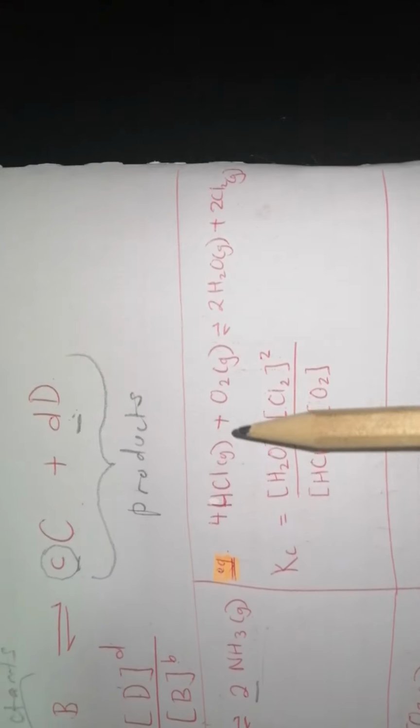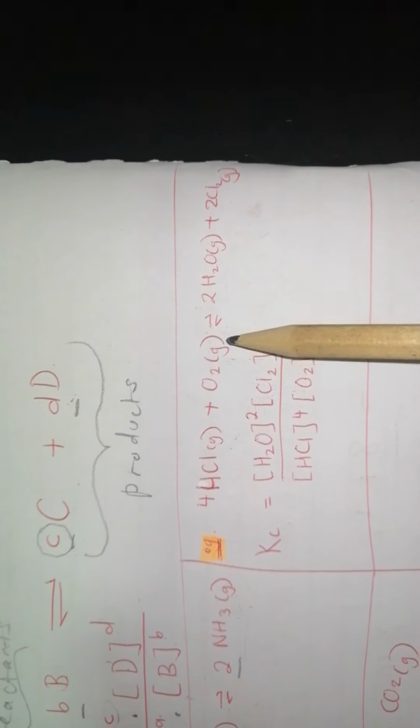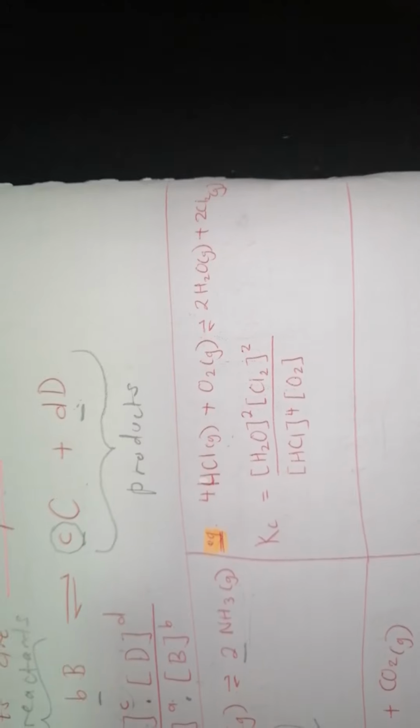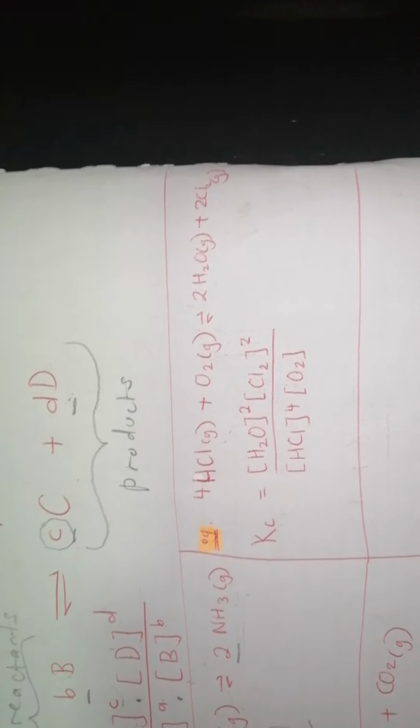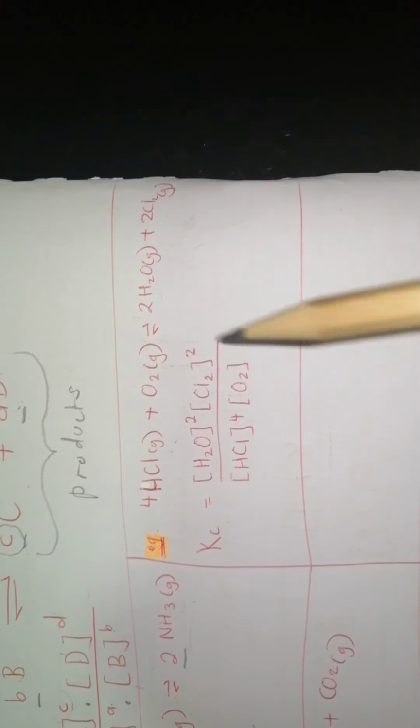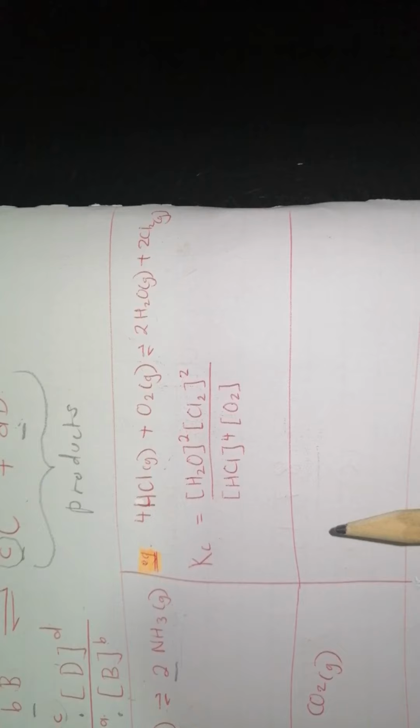And if you look here at the phases, can you see this is a gas, this is a gas, this one and this one are all gases. So again, it's all gases, so we call it a homogeneous equilibrium, and all gaseous compounds will be included in the Kc value. So again, we're just going to take the products divided by the reactants.